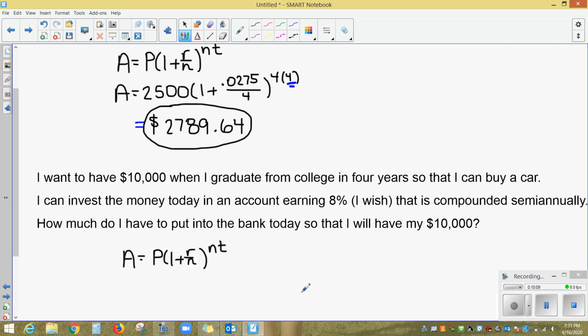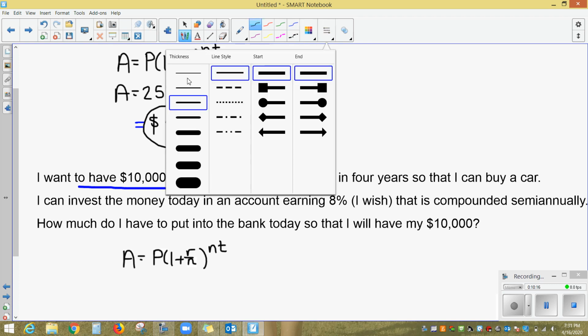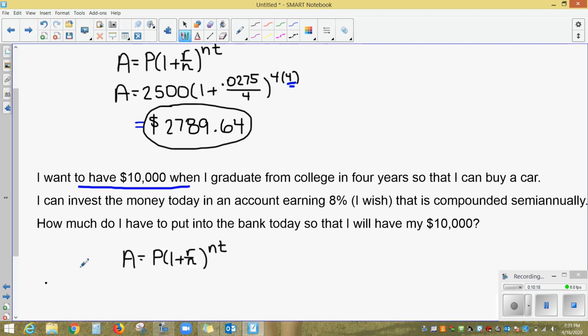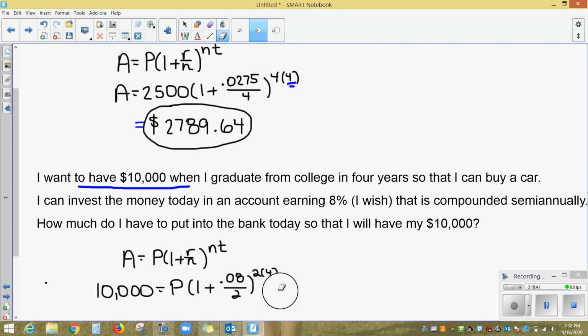On the second one, we are wanting to end up with $10,000 in the end. Not something that we're starting with when we walk into the bank today, which means our $10,000 goes here in the A. The interest rate is 8%, compounded semi-annually means 2 times each year. We said I'm going to graduate from college in 4 years. So here's what we're after.